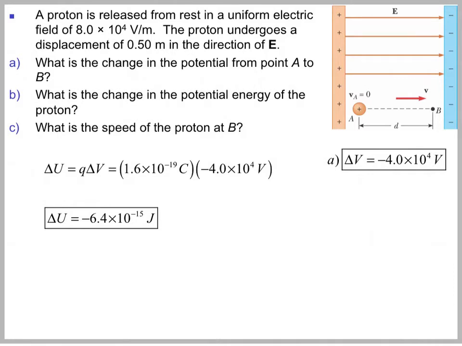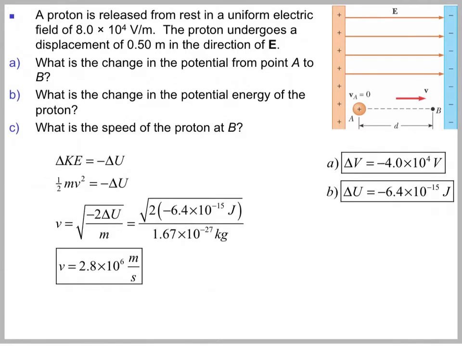So to calculate the speed, we know that the change in potential energy has got to equal the change in kinetic energy, which is just 1/2 mv squared. And so I solve then for v. v is the square root of 2 delta U over m. I plug in my numbers, and I'm going to get 2.8 times 10 to the 6 meters per second.